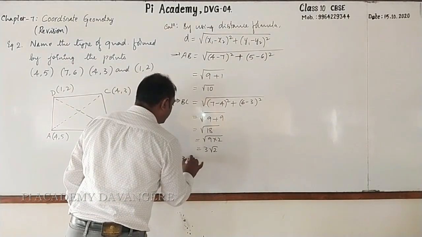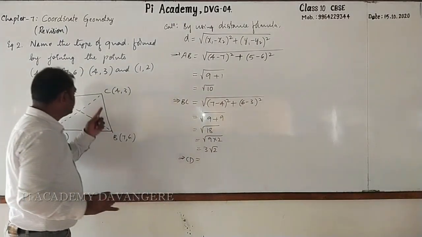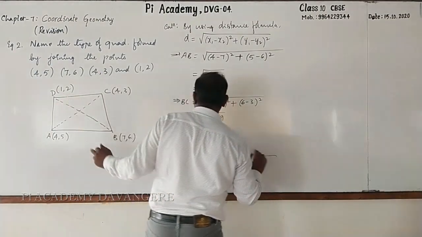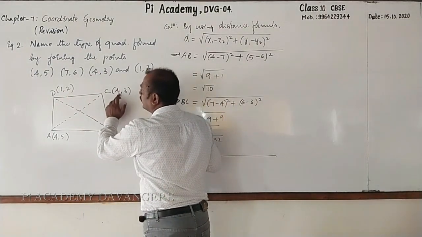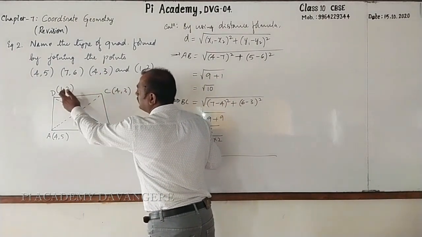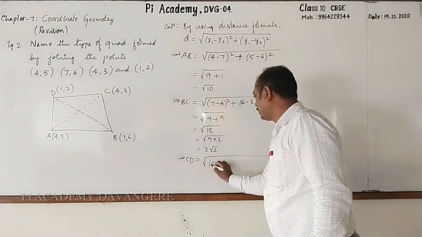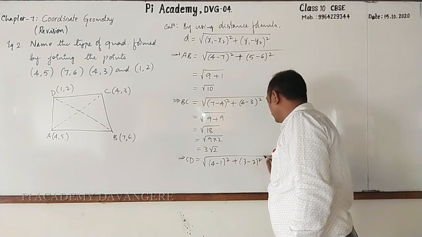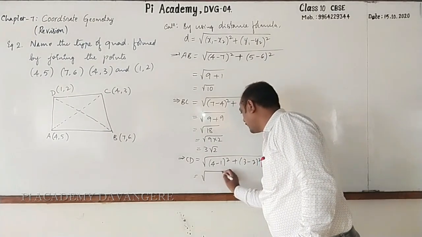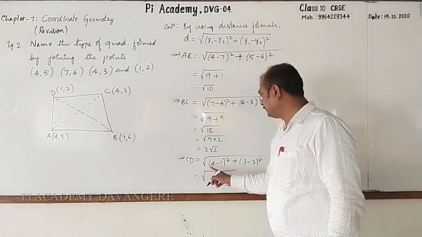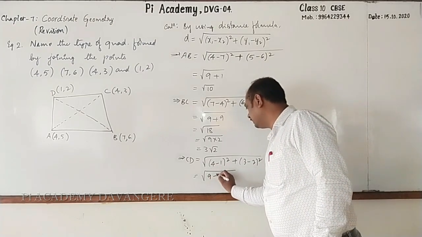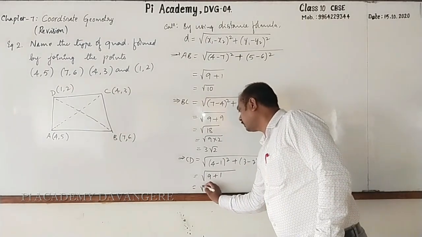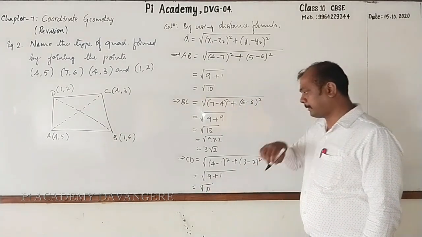Next, what is the third side? It is CD. Yes. Find out the distance from C to D. 4 minus 1, 3 minus 2. 4 minus 1 whole square plus 3 minus 2 whole square. This is equal to square root of, what is 4 minus 1? It is 3. 3 square is 9 plus 3 minus 2, 1. 1 whole square is 1. Square root of 9 plus 1 is 10.